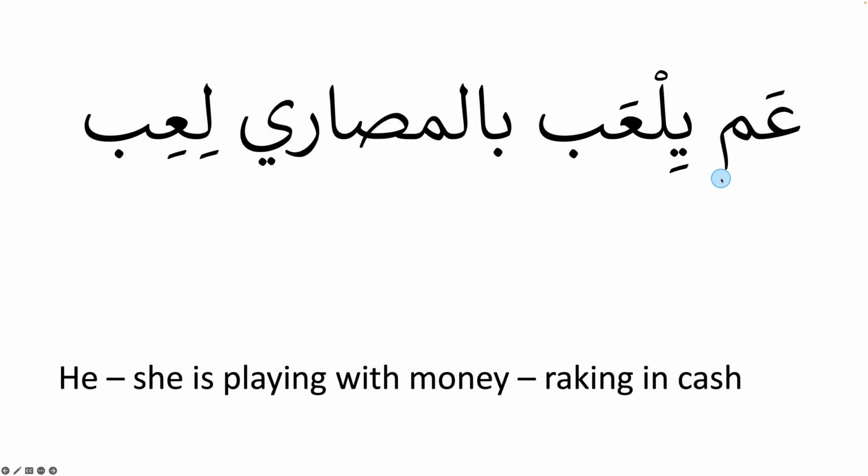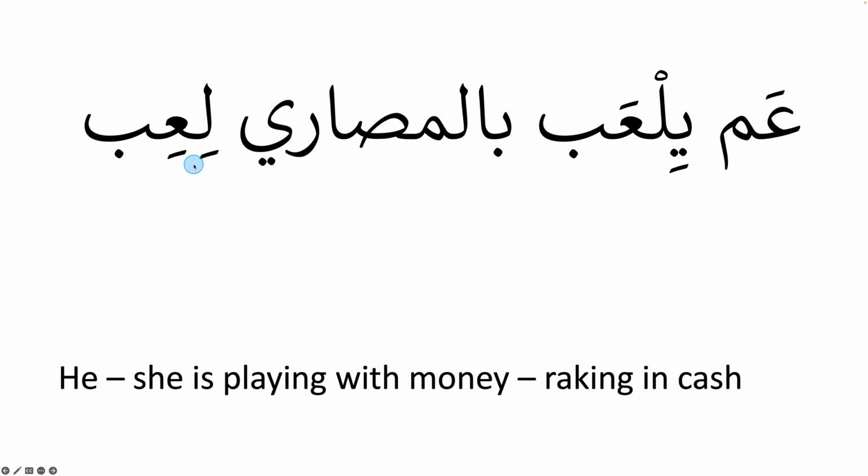Our next phrase, we say عم يلعب بالمصاري لعب. So عم يلعب, he's playing بالمصاري, with money. المصاري, masari is money. لعب, playing. عم يلعب بالمصاري لعب, he's playing with the money. And that's if you're talking about a male, a guy. عم يلعب بالمصاري لعب.